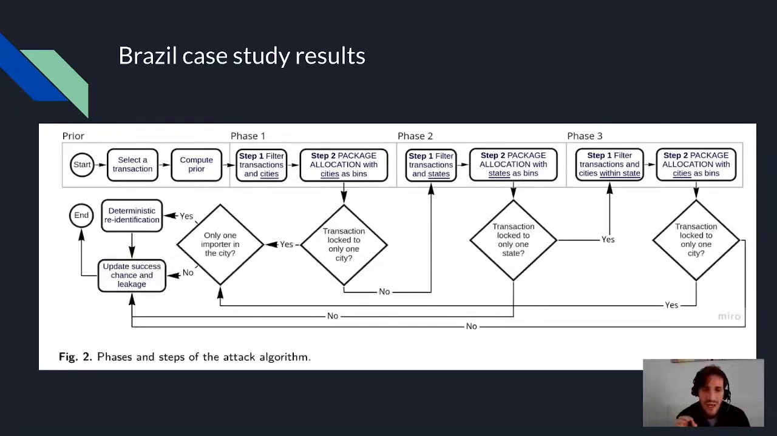To apply it to the Brazilian official foreign trade statistics, we divided the attack into phases and steps. The goal of these steps was to try to lock the transaction into a single city. Once this is done, we just had to check if there was a single importer in that city so a deterministic re-identification could be performed.